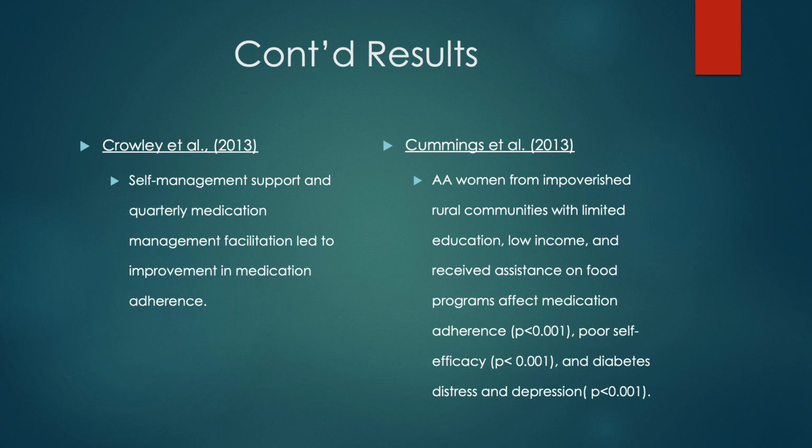In Cummins et al., their findings illustrate the unique disease management challenges faced by African American women from impoverished rural communities who have limited education, low income, and rely on food assistance programs, in contrast to those of participants in typical diabetes and weight management programs. Their findings also indicate that African Americans in general from impoverished rural communities exhibited significantly uncontrolled type 2 diabetes of long duration with associated obesity and poor lifestyle behaviors.